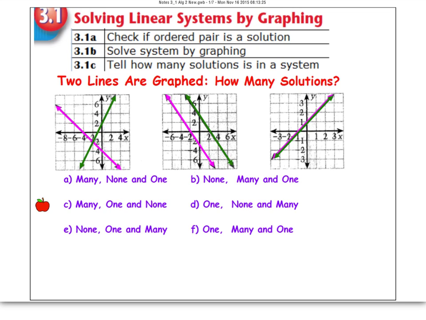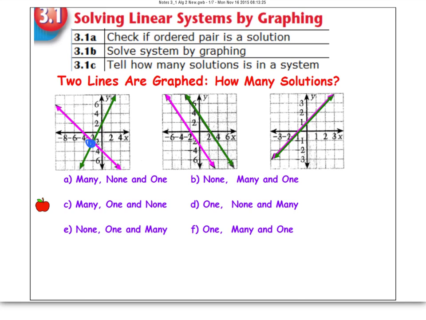Learning Objective 3 is going to have us tell how many solutions are in a system. They're not going to necessarily ask for what it is, but tell it. Now, I want you to look at this first graph here. Hopefully you can see from what we've done so far, this has one answer because it's where they intersect.